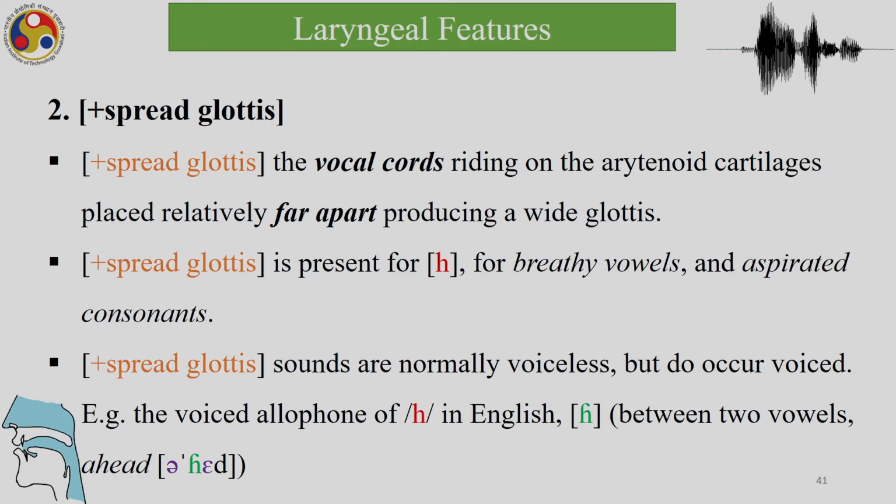Then we have plus spread glottis, which is when the vocal cords, riding on the arytenoid cartilages, are placed relatively far apart, producing a wide glottis. Plus spread glottis is present for h, for breathy vowels and aspirated consonants. Plus spread glottis sounds are normally voiceless but do occur voiced, for example the voiced allophone of h in English, h between two vowels. So they are normally voiceless but also do occur voiced, as in the English examples we have seen here.